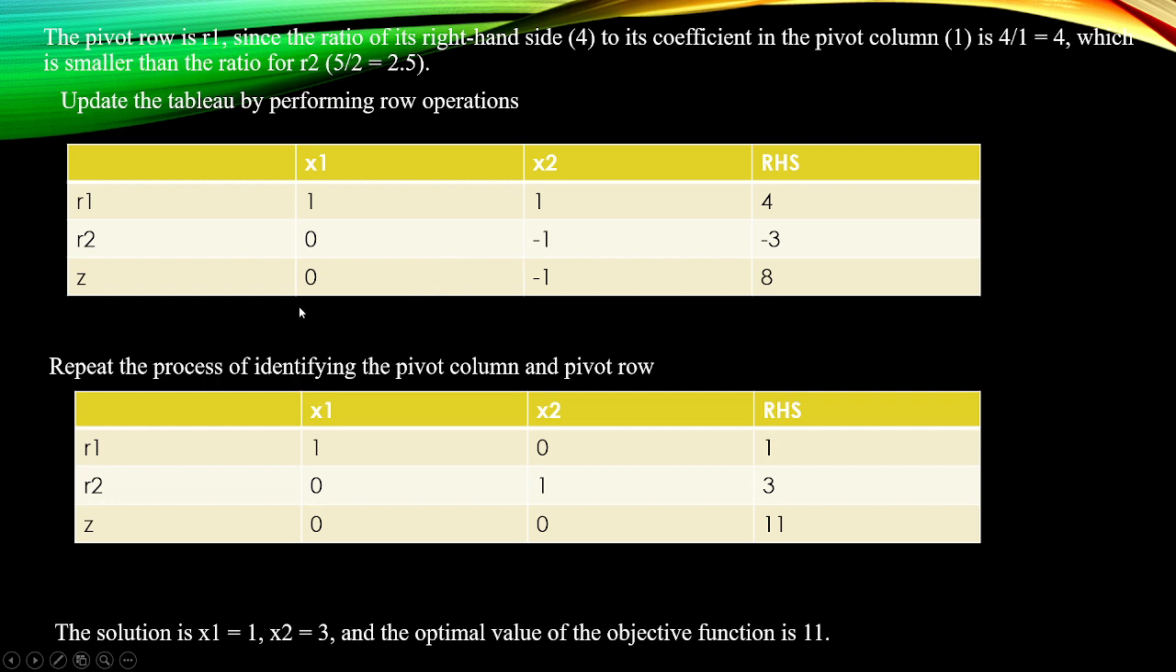Repeat the process of identifying the pivot column and pivot row. The final tableau is this. We can get the values of x1 and x2 as 1 and 3, and the optimal solution for the objective function is 11.